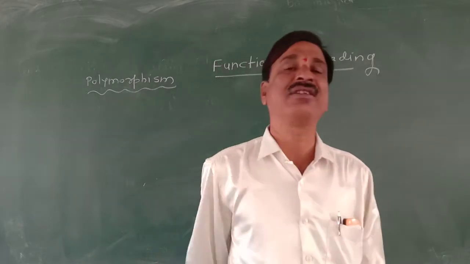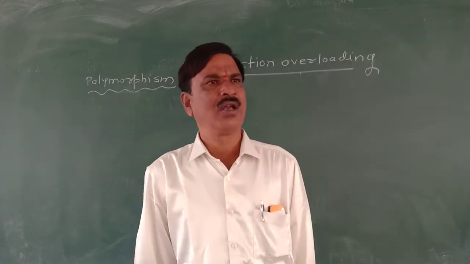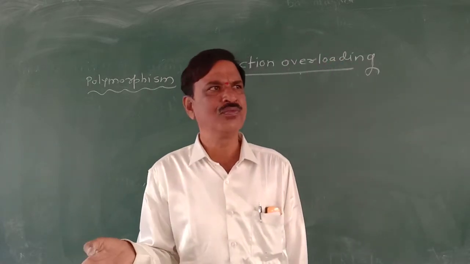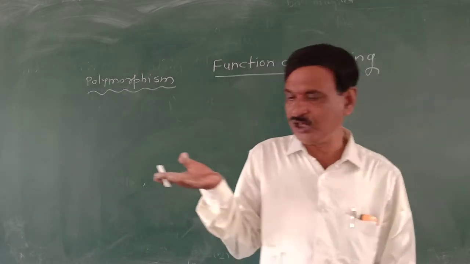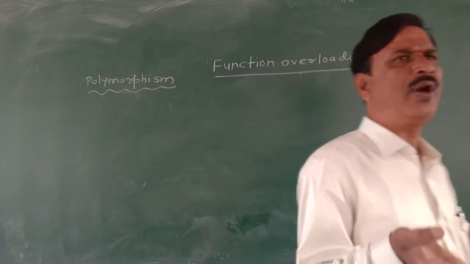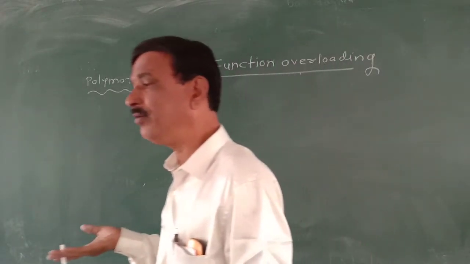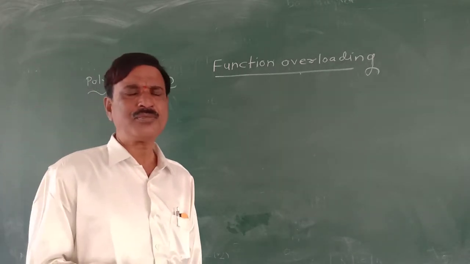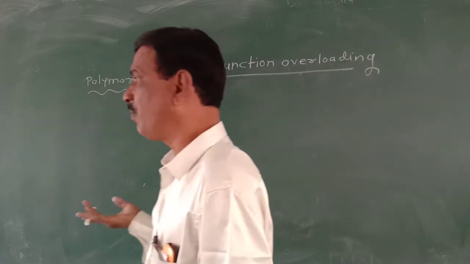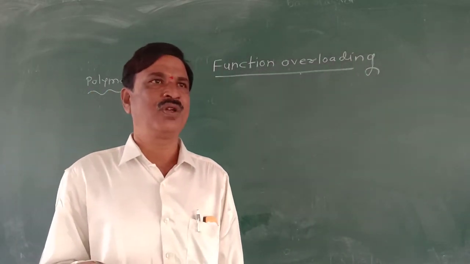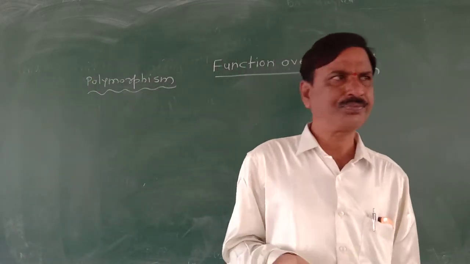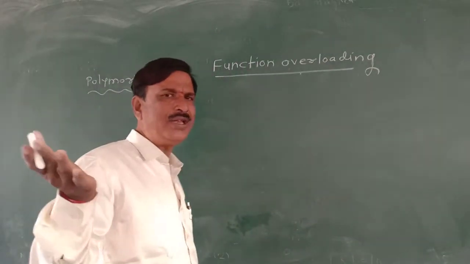A question may be asked in the examination: operator overloading is an example of polymorphism, true or false? The answer is true. Because when operators or functions are overloaded, they get a new form, and thus one name and multiple forms, that is called polymorphism. Hence operator overloading and function overloading are examples of polymorphism.